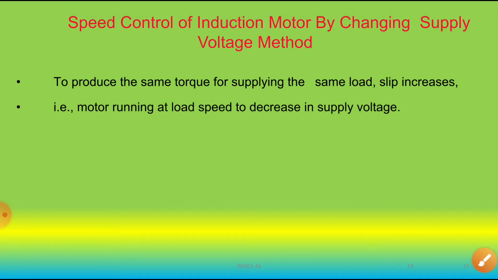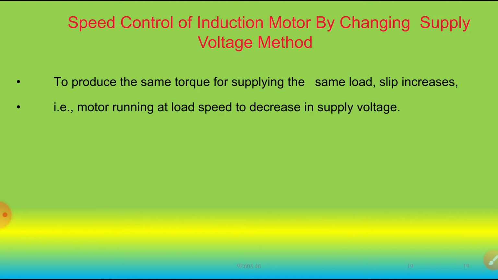To produce the same torque for the same load, the slip increases and the motor runs at a lower speed when the supply voltage is decreased. So the load is the same, and to meet the same load it requires the same constant torque. Torque is constant, voltage is decreased, so slip has to increase. If slip increases, speed decreases.